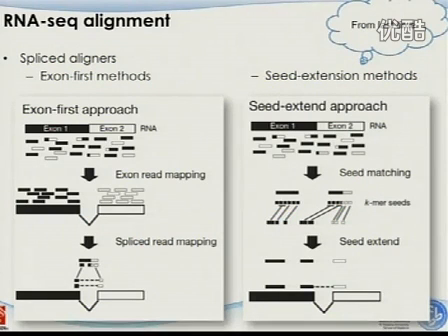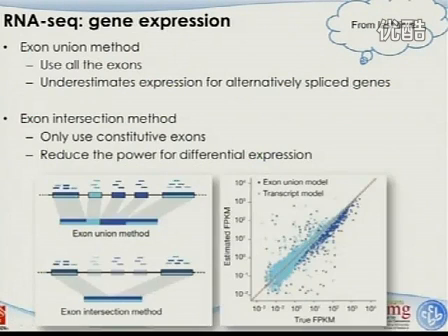So first, you separate those reads into smaller windows, and then for each individual window, you map them and join them back together. Okay? And the most popular approach to do the RNA sequencing alignment is called TopHat, and that is a typical exon-first approach.